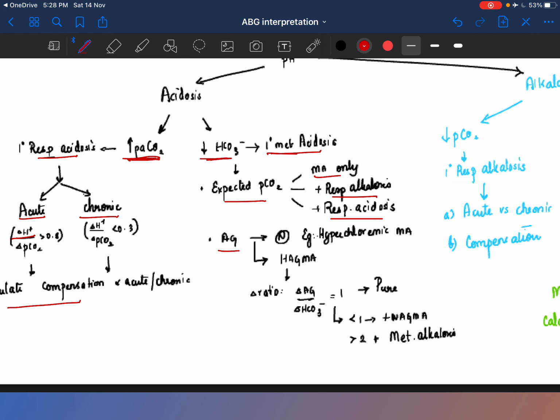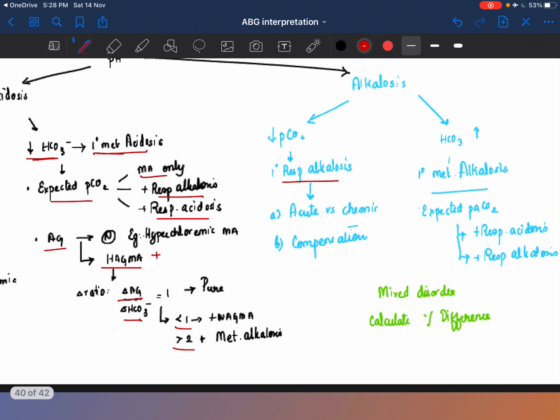Then calculate the anion gap. See if it is high anion gap metabolic acidosis. Then look at the delta ratio to see if there is additional normal anion gap metabolic acidosis or metabolic alkalosis, depending upon whether the value is less than 1 or more than 2 respectively.